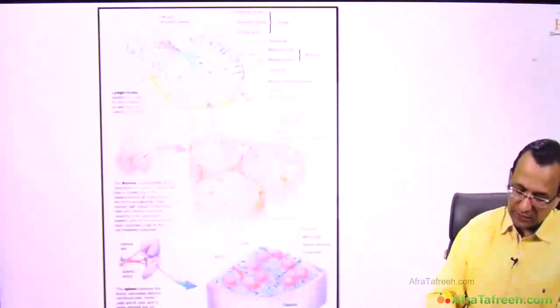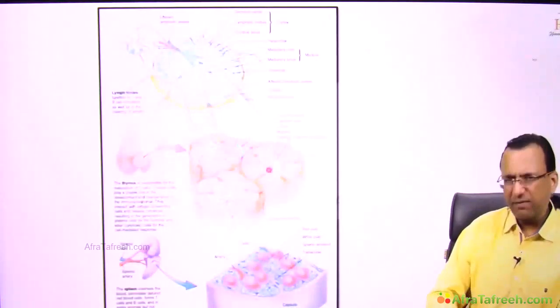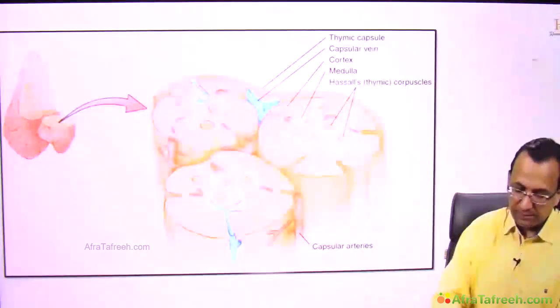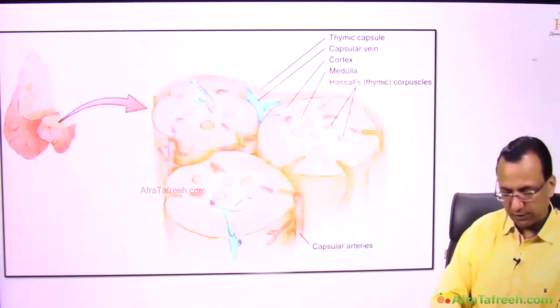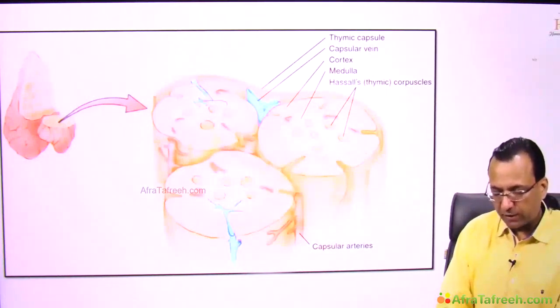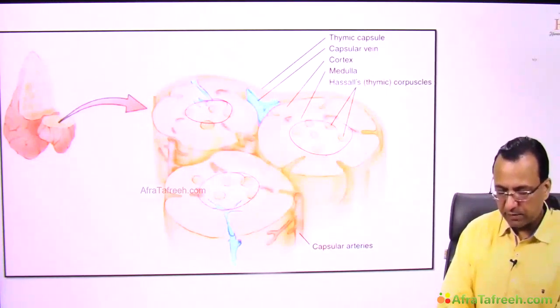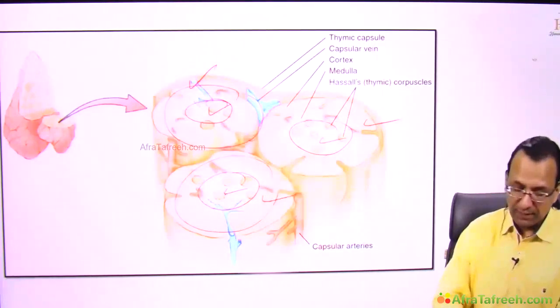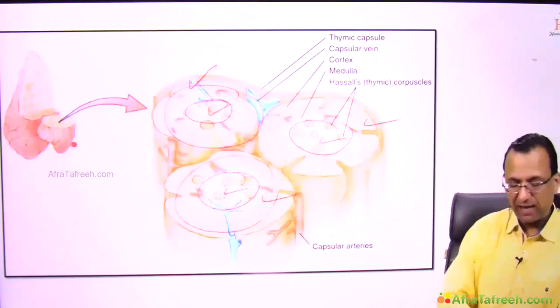How will you know that it is a thymus? Thymus is identified by the fact that there are multiple cortex-medulla units: cortex medulla, cortex medulla, cortex medulla. So there is cortex and medulla at multiple levels. See, this is one cortex medulla, one cortex medulla, one cortex medulla. So multiple lobules are there in the thymus.